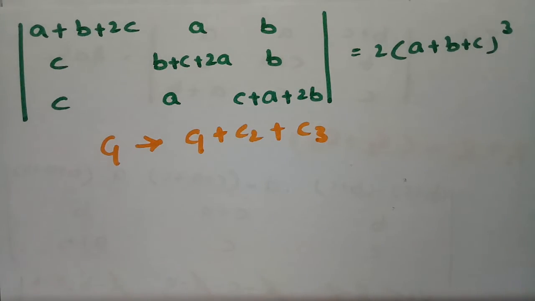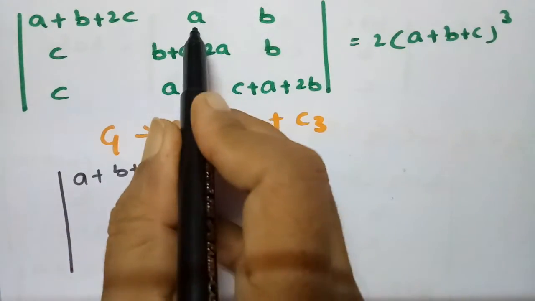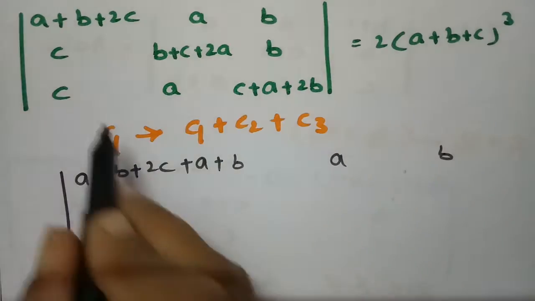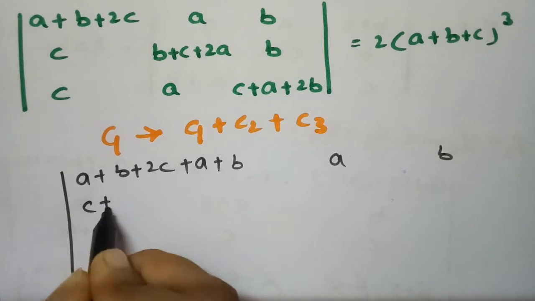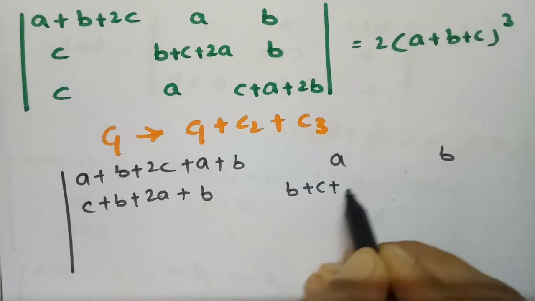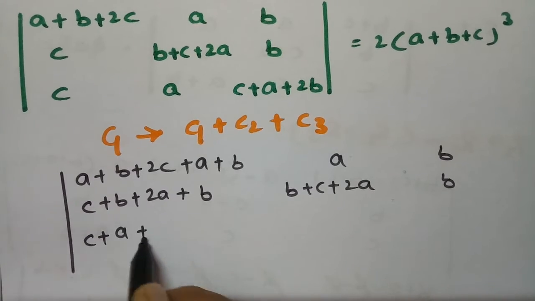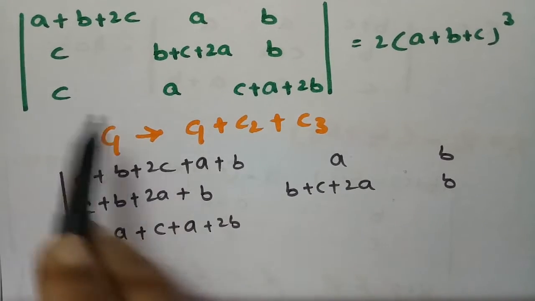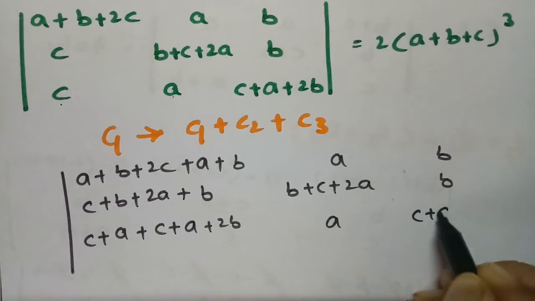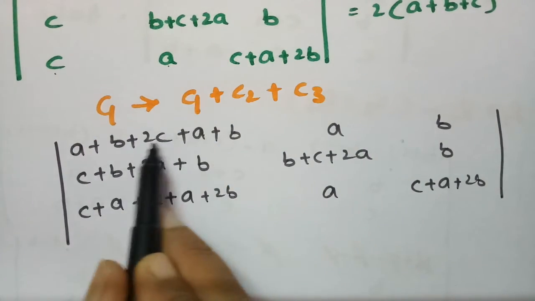If I add up all the 3 here, then column 1 will be a plus b plus 2c, and again column 2 here it is a, and column 3 there is b, and this is a and this is b. If I add all these, this is c plus b plus 2a plus b, and this is again b plus c plus 2a, and this is b. If I add all these columns, that is c plus a plus c plus a plus 2b, c plus a plus c plus a plus 2b, and again column 2 as it is and column 3 as it is. See here, there are 2 a's, 2 b's and 2 c's.